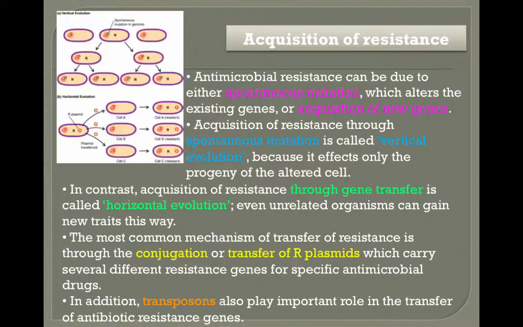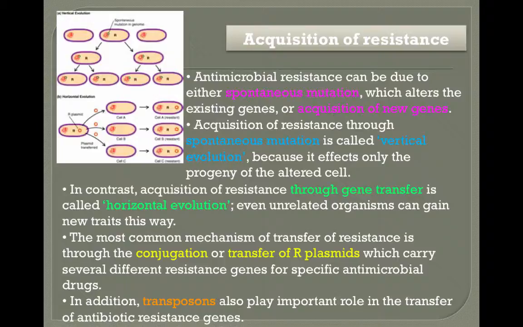So this is where we've studied some of this before. Think about transduction, transformation, and conjugation. Keep those mechanisms of gene transfer in your mind. But we've also already talked about the fact that spontaneous mutation might be one way that they could become resistant, or they could acquire new genes. And those new genes might come through one of those mechanisms of transfer.